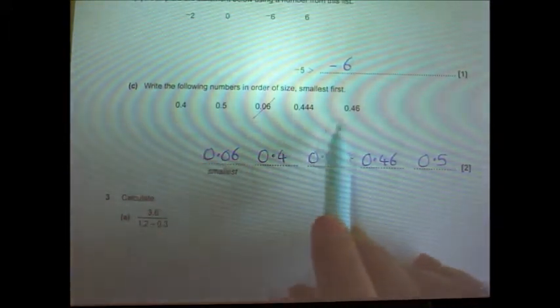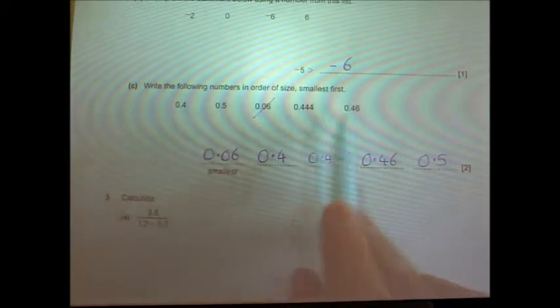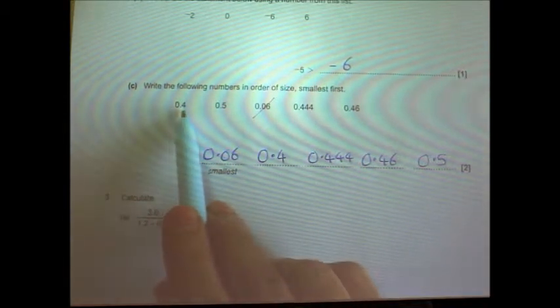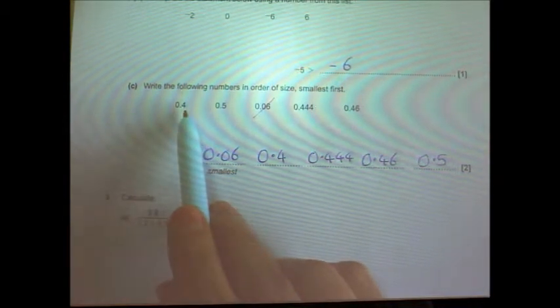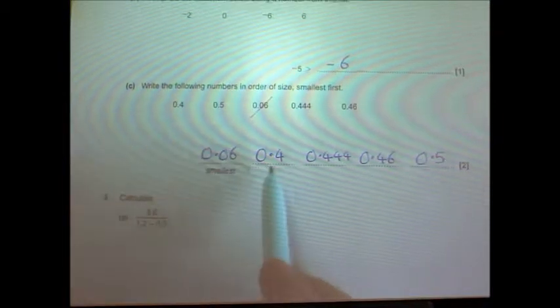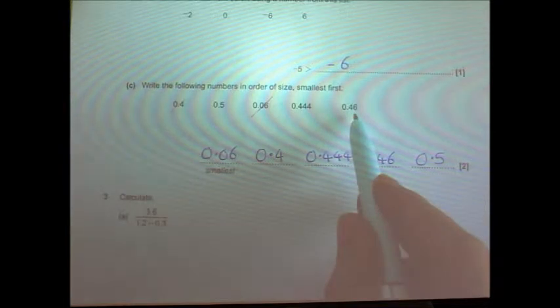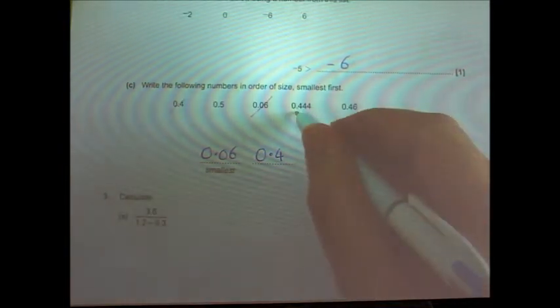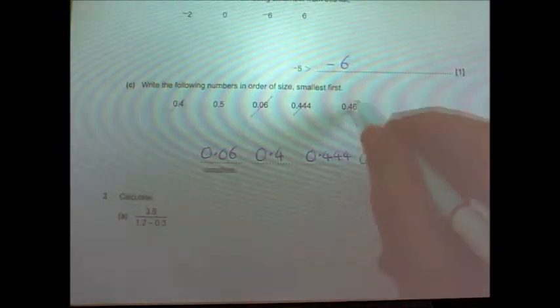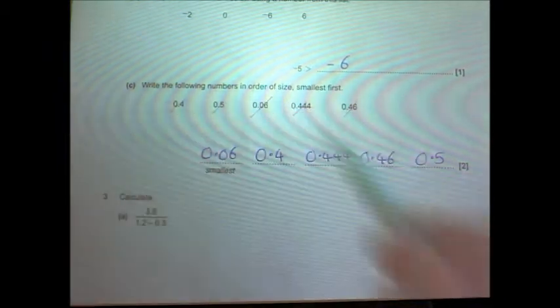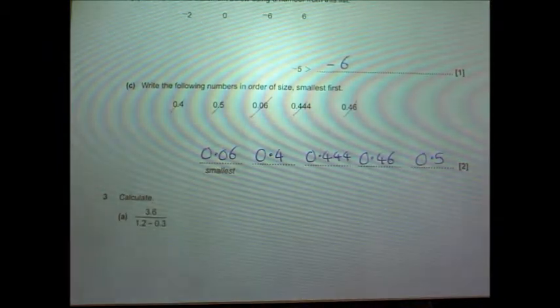Still looking at the tenths column, we've got a 0.4, 0.5, 0.4, 0.4. So it's one of the 0.4s, and it is that one because after that 4 is actually a 0. It's not shown, but it would be a 0. So that one is the next one. After that, you've got 0.44 or 0.46. Well, 0.44 is the next smallest one. Then 0.46, and then the biggest one is the 0.5 because there are 5 tenths.